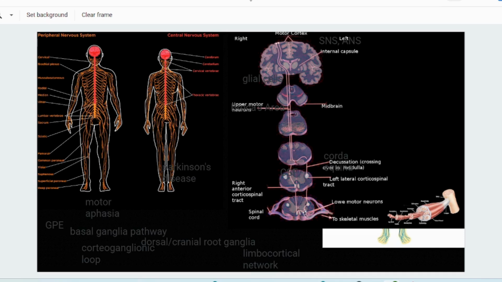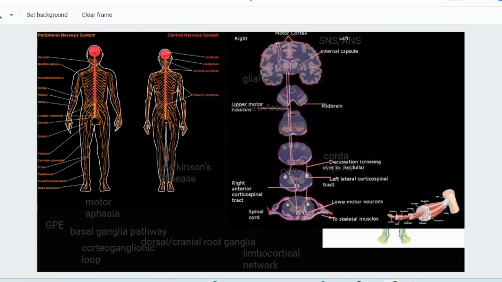The dorsal column medial lemniscal pathway functions to carry fine touch, vibration, and proprioceptive information. Primary neurons enter the spinal cord and ascend ipsilaterally to the dorsal columns, fasciculus cuneatus and fasciculus gracilis. They synapse in the medulla oblongata. Secondary neurons cross to the contralateral side and ascend to the thalamus via the medial lemniscus. Tertiary neurons project from the thalamus to the primary somatosensory cortex.